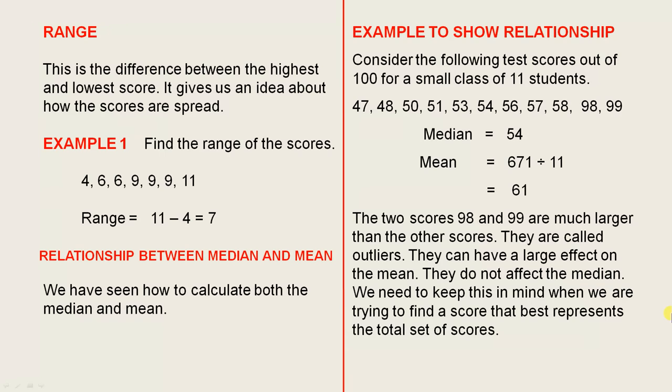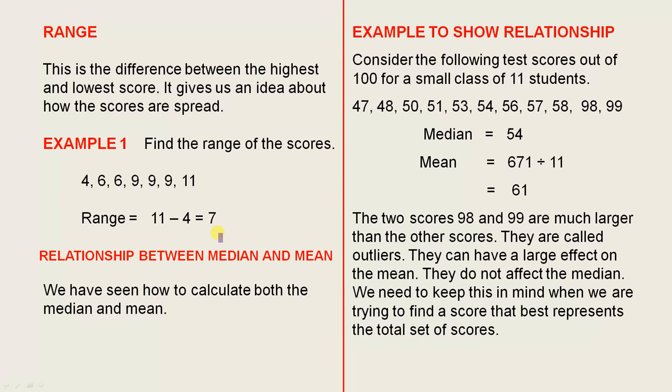The range. This is the difference between the highest and lowest score. It gives us an idea about how the scores are spread. So example 1, to find the range of those scores there, it's the highest minus the lowest, which is 7. So the range will be 7.